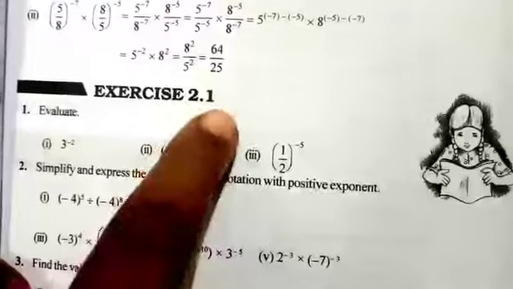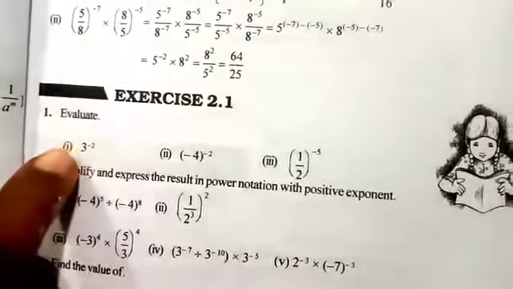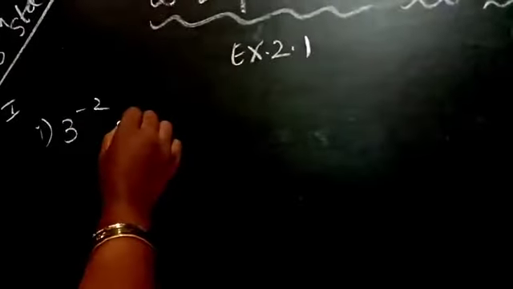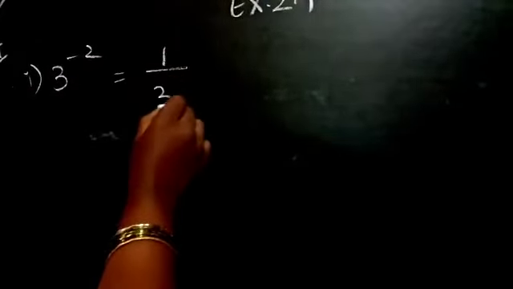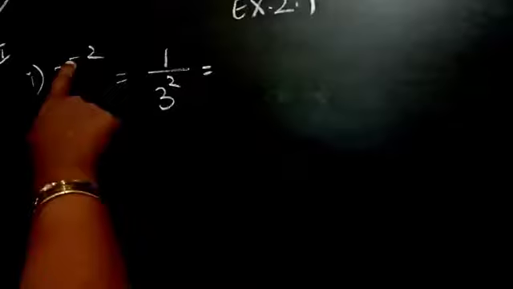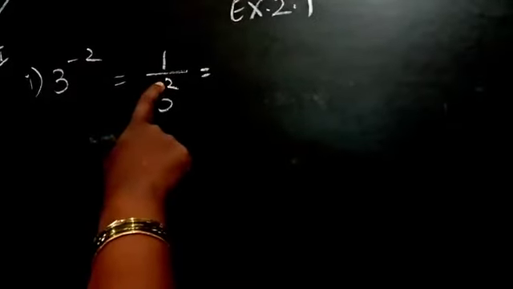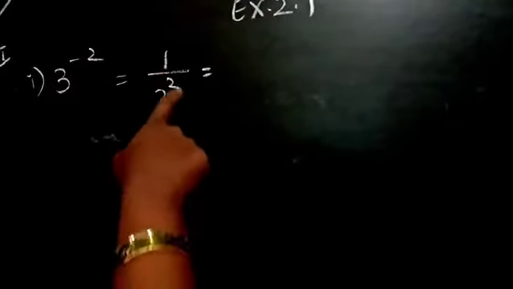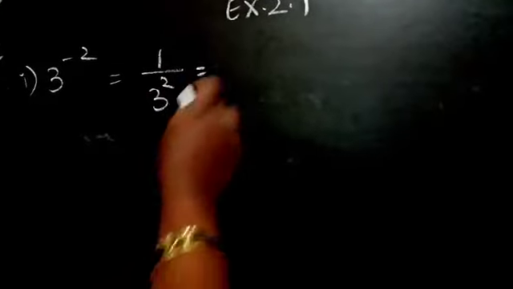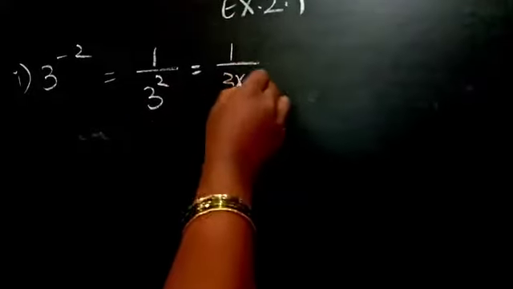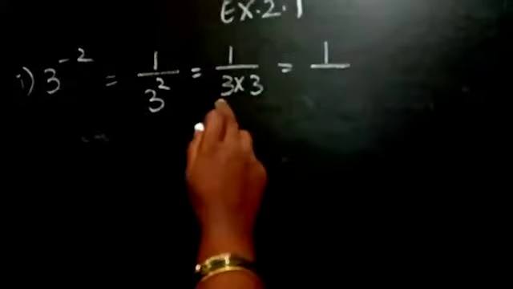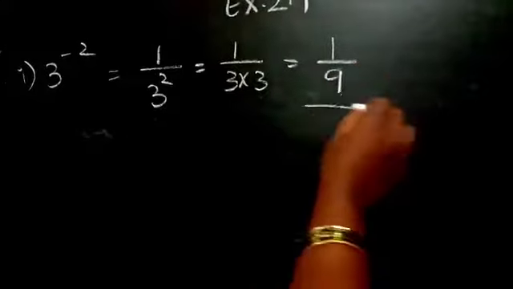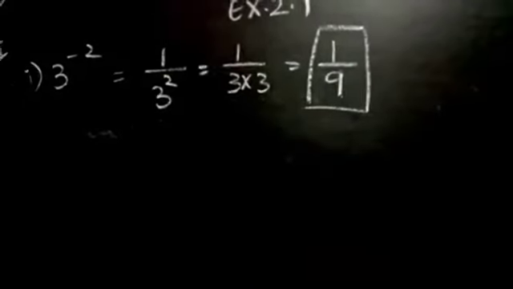Exercise 2.1, the first part is evaluate. The first question is 3 to the power of minus 2. Here the power is negative, so 1 divided by 3 to the power of 2. Now the power becomes positive because we write it in the denominator. So 1 divided by the value of 3 square, which is 3 into 3. So 1 divided by 3 threes are 9. So our value is 1 by 9.